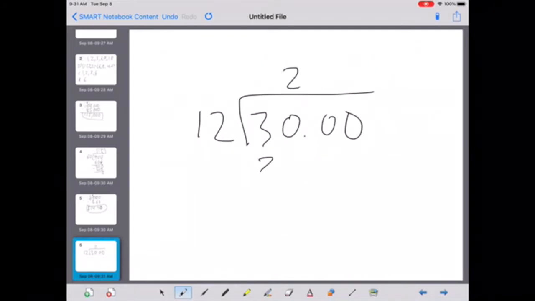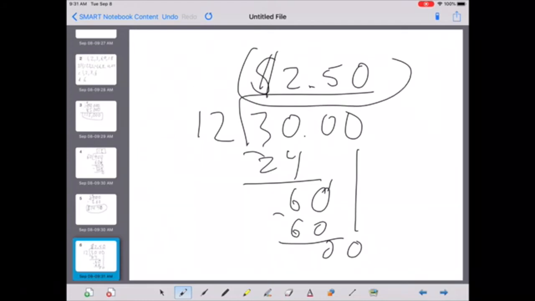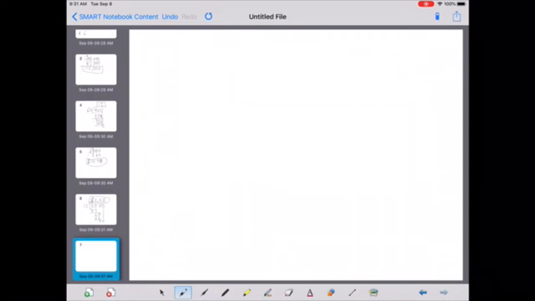12 goes into 30 twice. Multiplied is 24. Subtracted is 6. Bringing down the 0, it goes in there 5 times. That's 60. Subtracted is 0. Bring down the last 0. It goes in there 0 times. My decimal point goes straight up, and I add my dollar sign. It's $2.50.